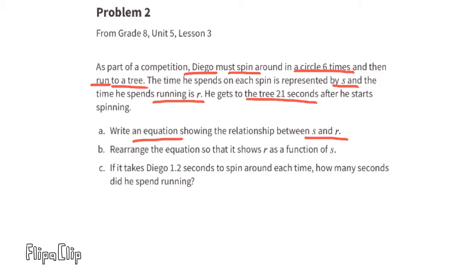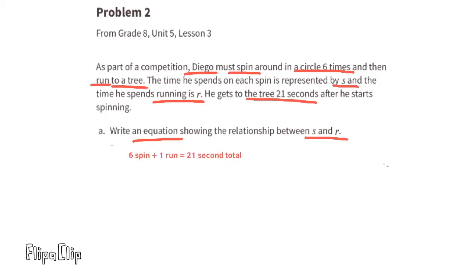A. Write an equation showing the relationship between S and R. 6 spins plus 1 run equals 21 seconds total. That can be written as 6S plus R equals 21.